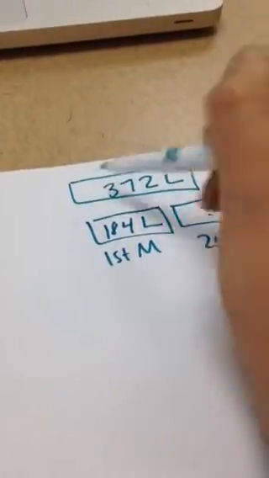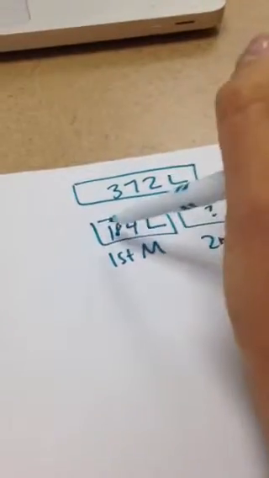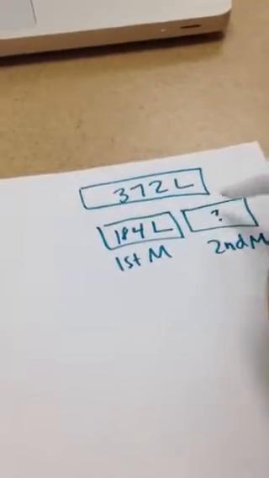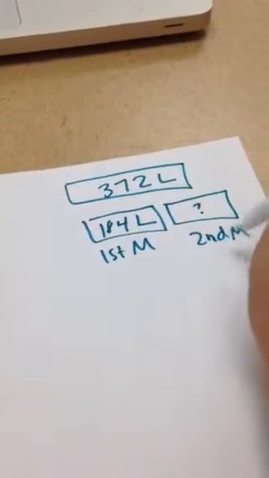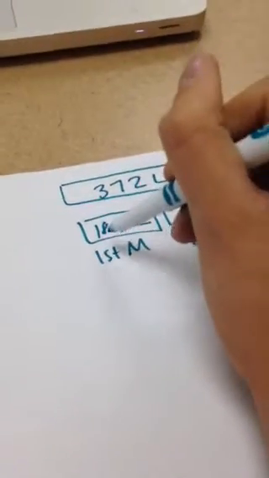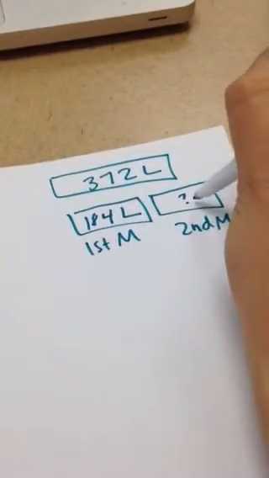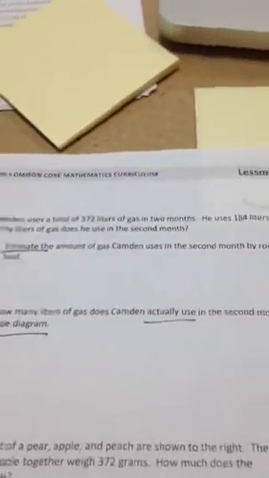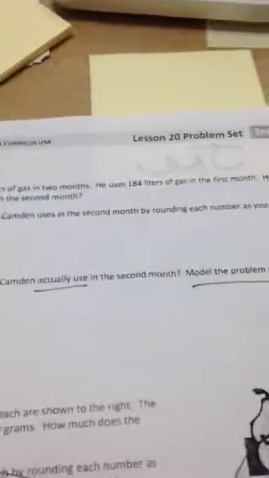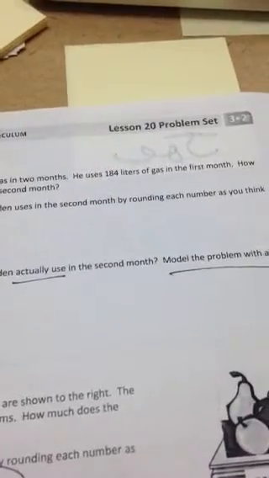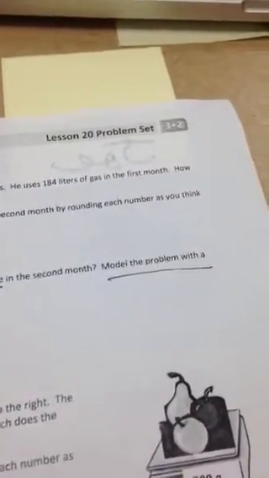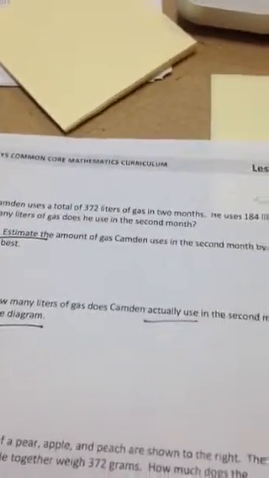So when you have a total, when you have a whole, when you know a part, you're going to be looking for the other part. So you take the total, you minus the part, you'll find that unknown part. So the question says, estimate the amount of gas Camden uses in the second month by rounding each number as you think best. Okay, so this is up to you.